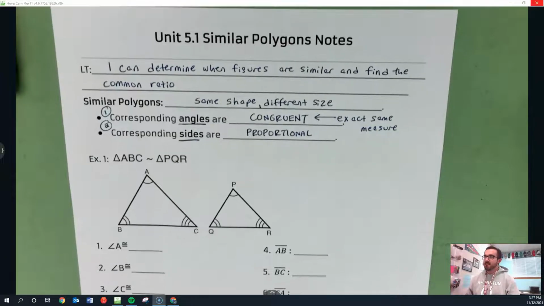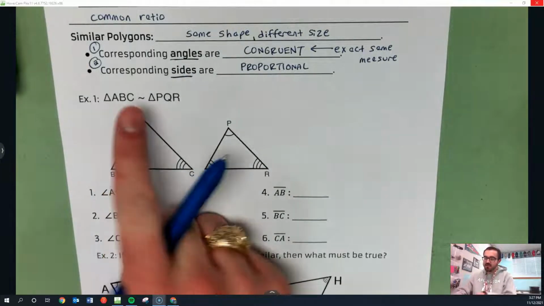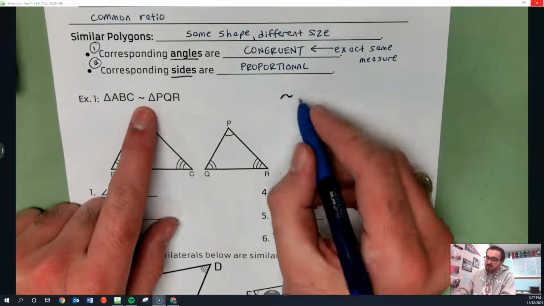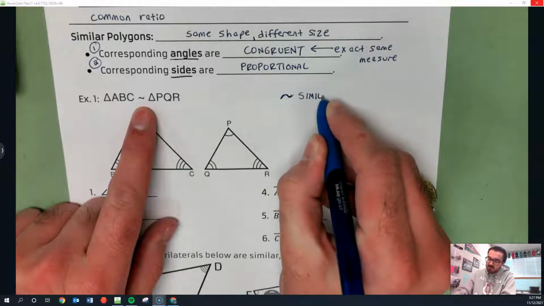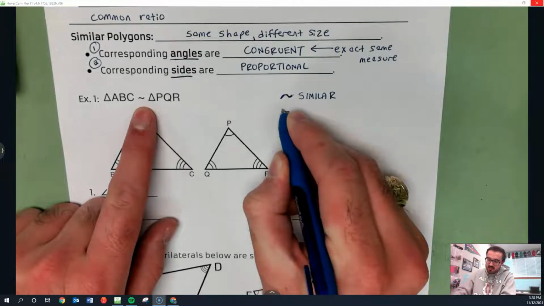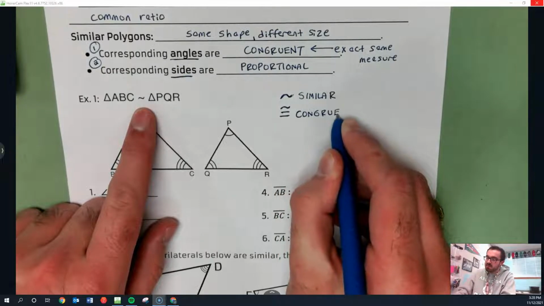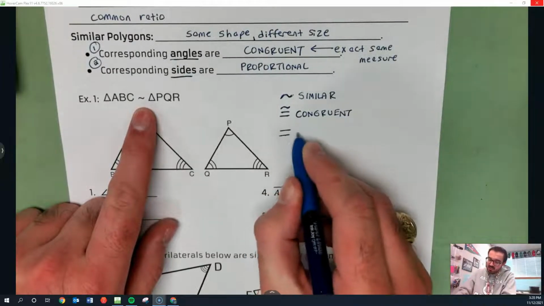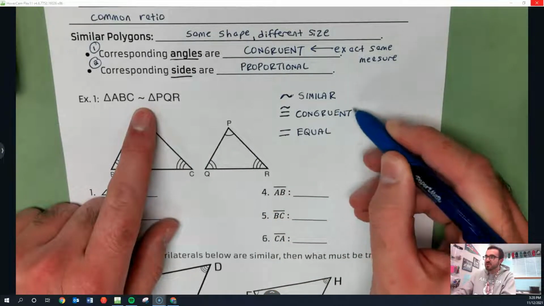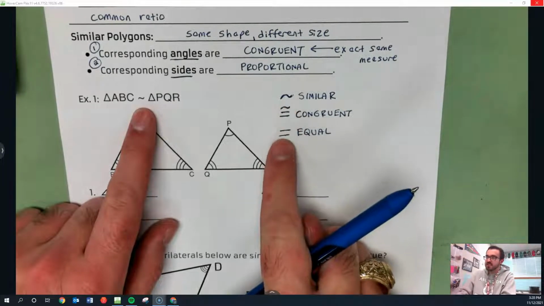So let's take a look at example 1. In example 1, it says that triangle ABC is similar. That symbol right there means similar. Let's remind ourselves, this is a new one. Let's review a couple of the other symbols. This one, an equal sign with a squiggly on top, means congruent. You've probably seen that before. And then this with just the equal sign is equals. So make sure you know the difference between those three options. This is similar, this is congruent, this is equal.